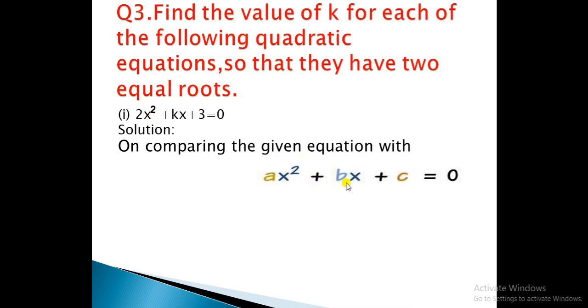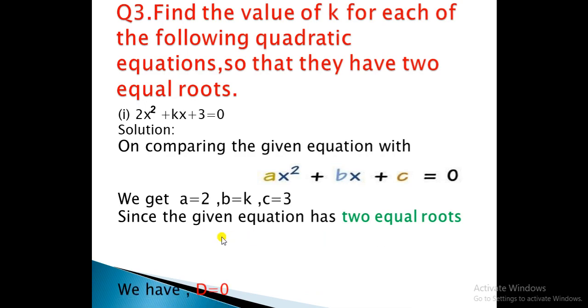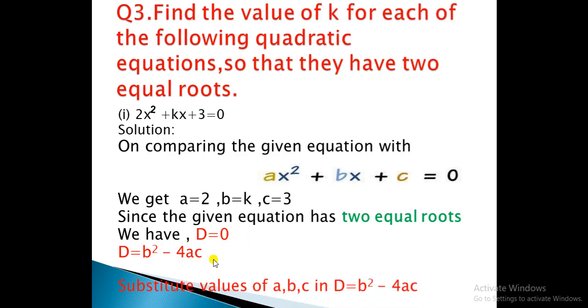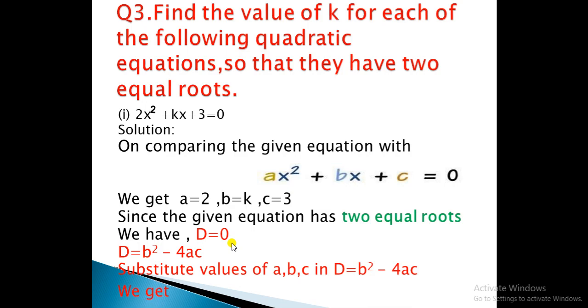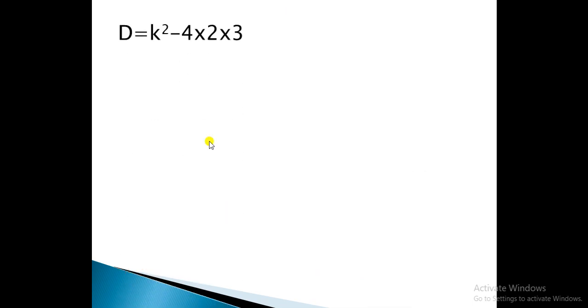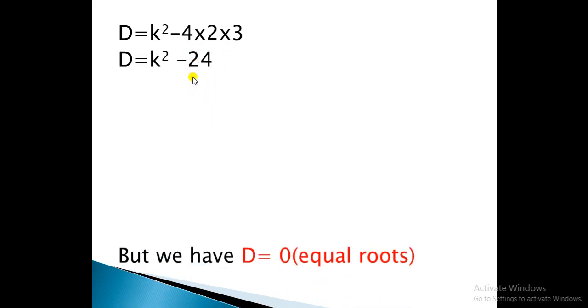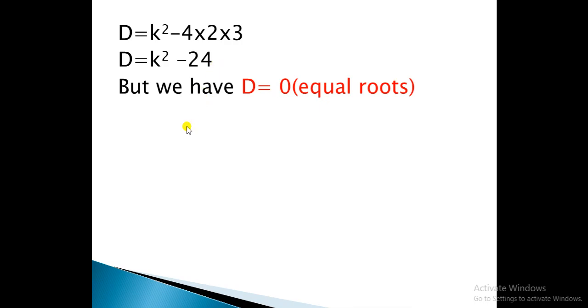So on comparing the given equation with the standard equation, first of all, we will find the values of a, b and c. So what's the value of a here? 2. Value of b is what? k, and value of c is what? 3. So now substitute these values in d is equal to b square minus 4ac. So values we have here, but since they have equal roots, we have d equal to 0. So find first of all d. D is what? b square minus 4ac. So let's substitute the values of a, b, c in this and let us see what we will get. We will get here k square minus 4 into 2 into 3.